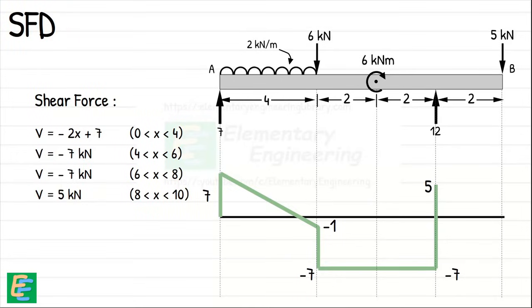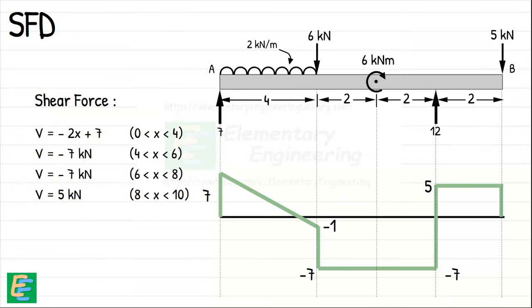This step up in the diagram corresponds directly to the support reaction. Across the overhang from x equal to 8 to x equal to 10, the shear force remains constant at 5 kilonewton. Finally, at the free end, a 5 kilonewton downward point load acts, reducing the shear force to 0. This satisfies the boundary condition that the shear force must be 0 at the free end.